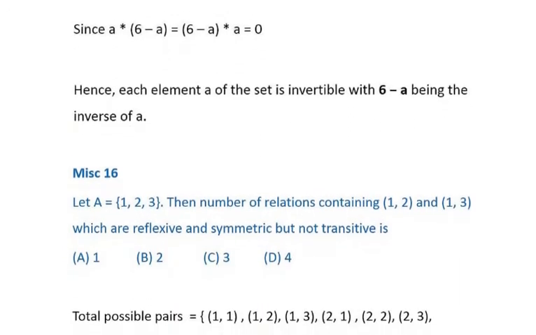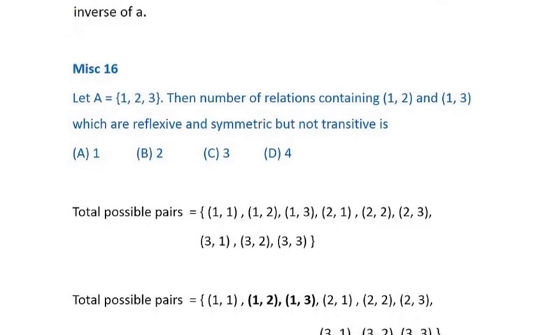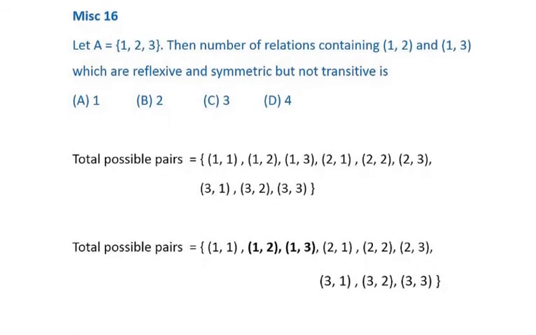Now question number 16. Let A equal {1, 2, 3}. The number of relations containing (1, 2) and (1, 3) which are reflexive and symmetric but not transitive. Now see, A has 1, 2, 3, right? So we know that a relation is a subset of the Cartesian product A cross A. So A cross A, that is {1, 2, 3} cross {1, 2, 3}, will contain 9 ordered pairs. Now total possible pairs are 9, but out of these 9 pairs we have (1, 2) and (1, 3).